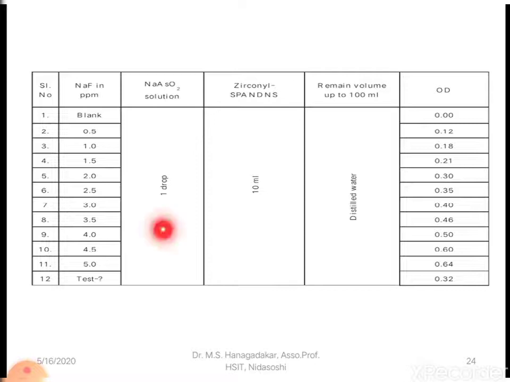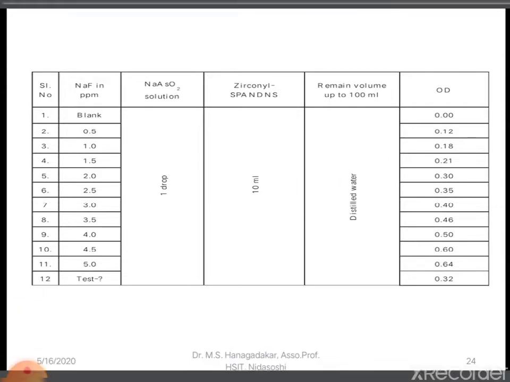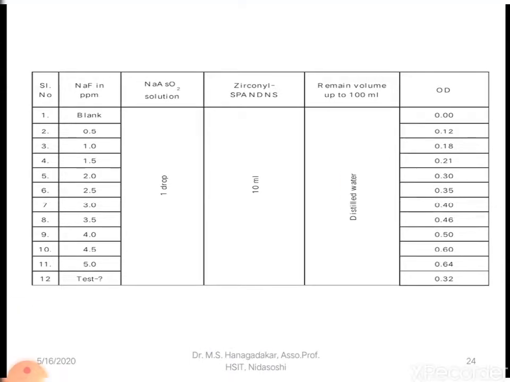So this is how you have to add one drop of sodium arsenate to prevent the interference of chloride in the fluoride analysis. Then in all 12 flasks, we need to add 10 ml zirconium SPADNS lake, that is red colored Z reagent, for all the 12 flasks. Then the remaining volume is diluted with distilled water, making the total volume 100 ml for each flask.